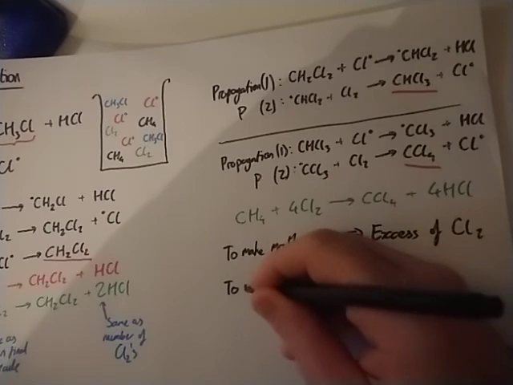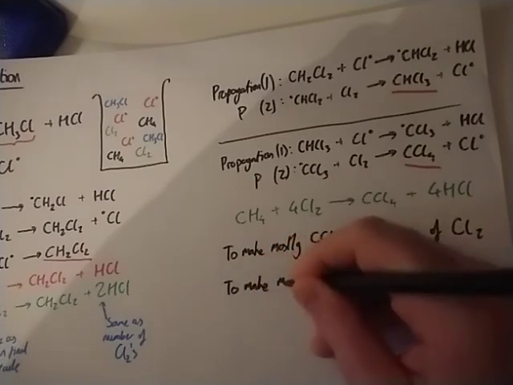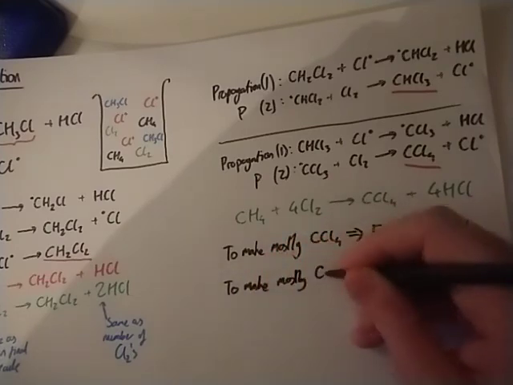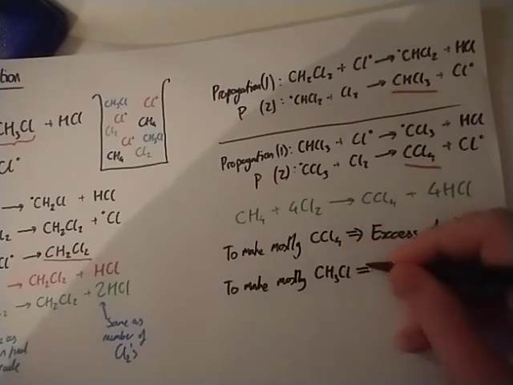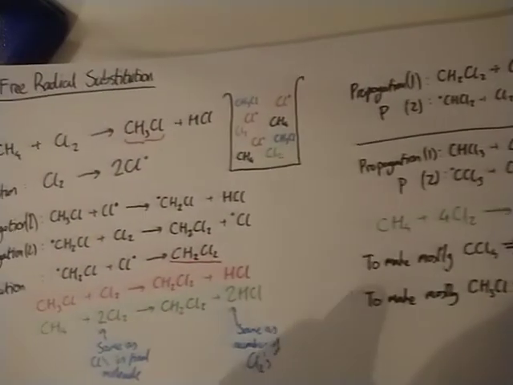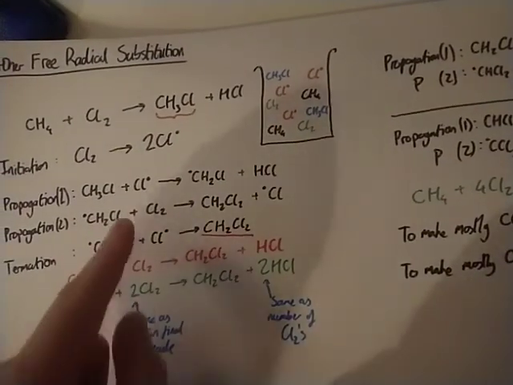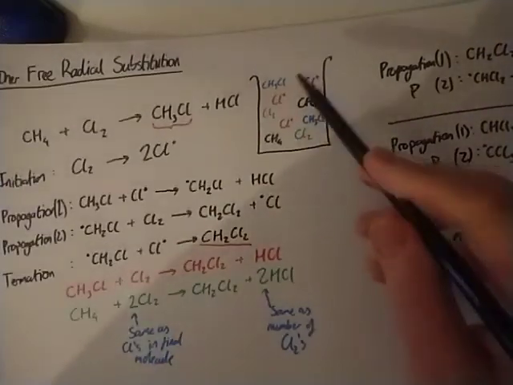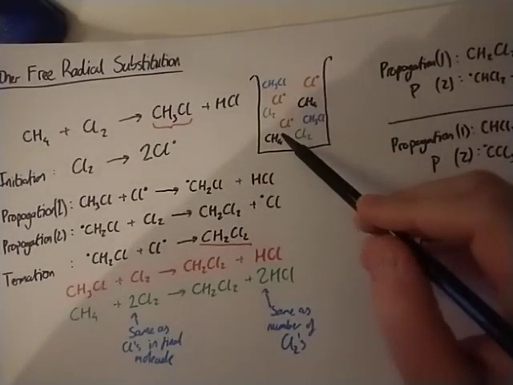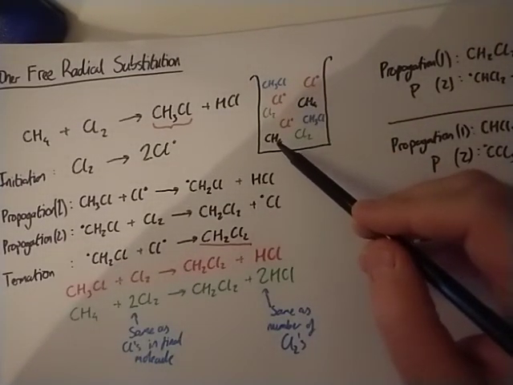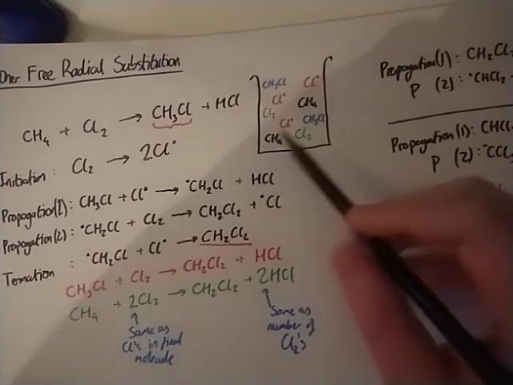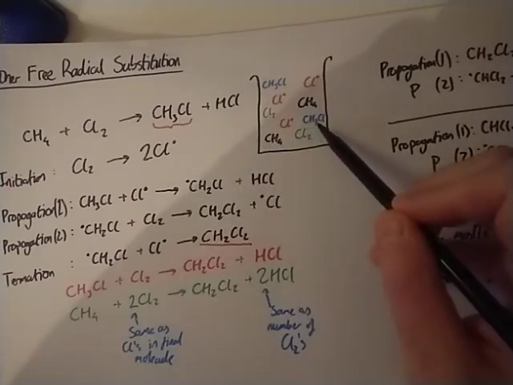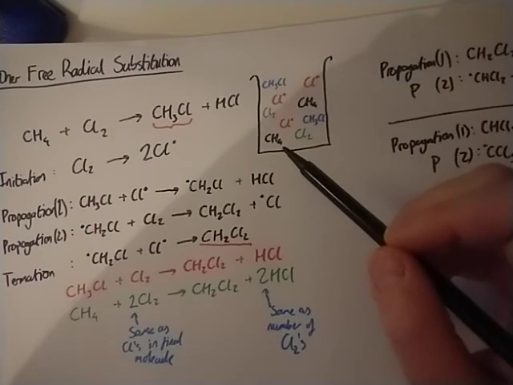If you want to make mostly just a single chloromethane, you want to stop there being more chlorines for it to react with, and in your reaction mixture, once you've done this first step of free radical substitution and made the chloromethane, you don't want there to be any more chlorine around. So to do that, you need a massive excess of methane.